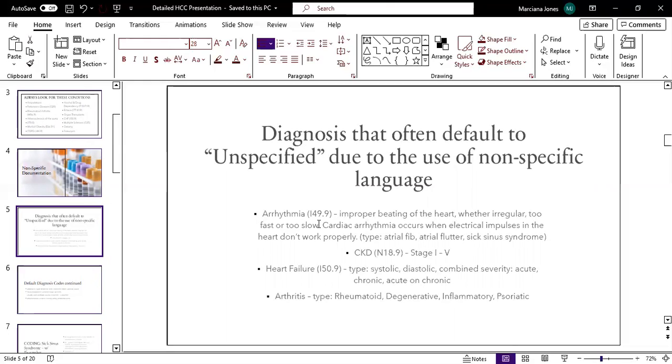I49.9. Then if you have one of these physicians who are on top of things, they know how to document properly, they want all of their reimbursement, they're going to make your job easier. They'll go into the type and say AFib or A-flutter or sick sinus syndrome, and that's even more specific.